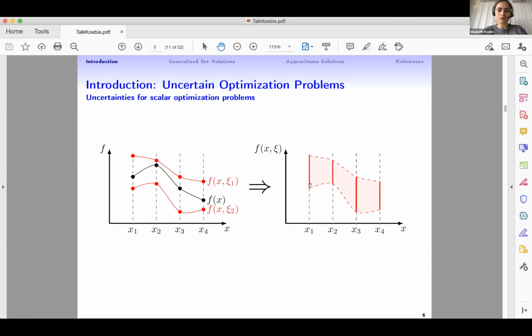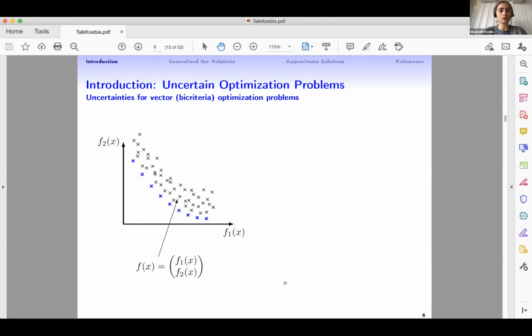So we are considering for each point x all sets in the outcome space here. And this leads us to a set valued mapping, which is here in this talk denoted by capital F. And capital F then is just the allocation of all function values f(x, ξ) over all ξ, where ξ is the so-called uncertain variable, and ξ belongs to a predefined uncertainty set here. For a bicriteria optimization problem, this looks the following way. So we have two objective functions, f1 and f2.